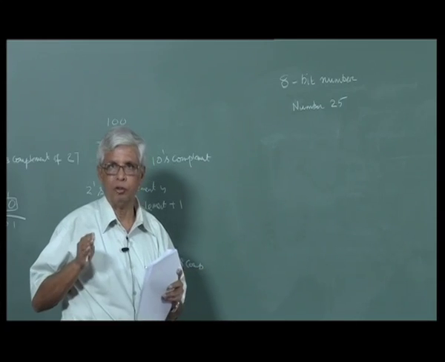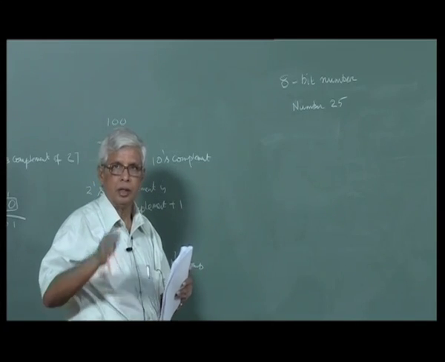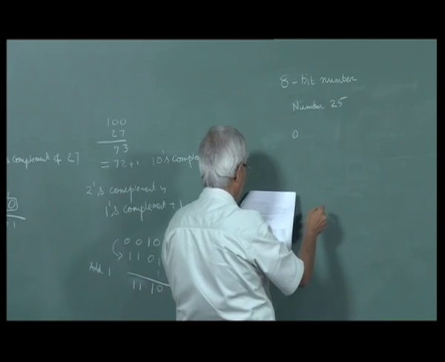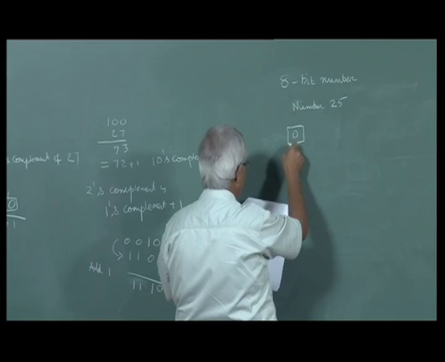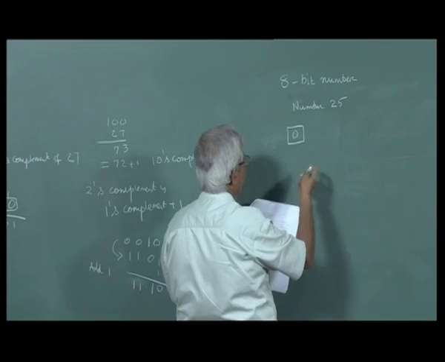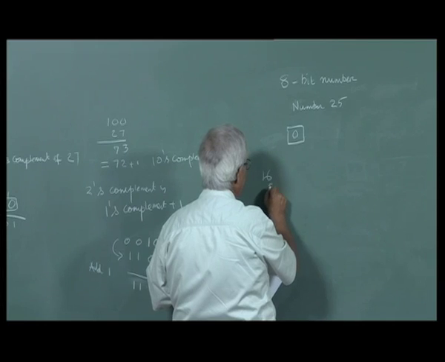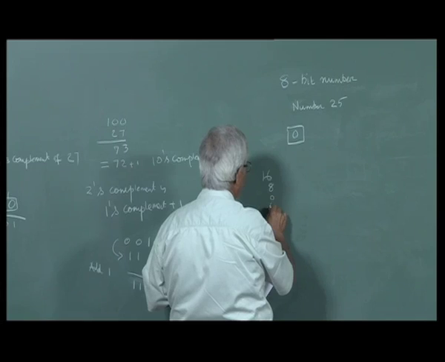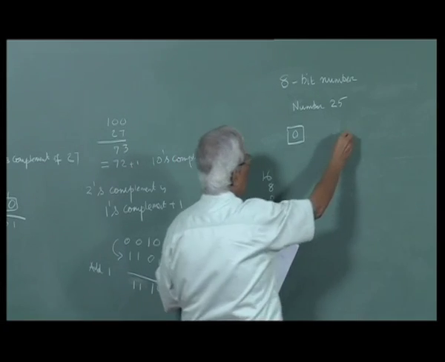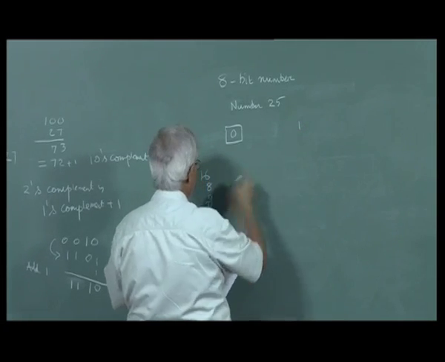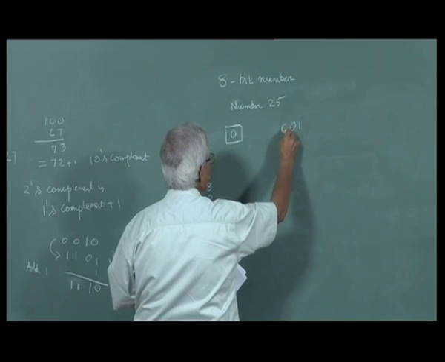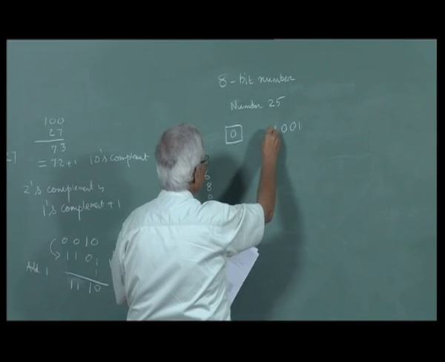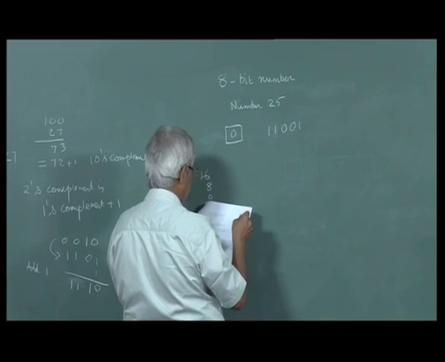In sign magnitude form, it is 0, the sign is positive. Then 25 is how much? 16 plus 8 plus 1. So this is 1, followed by 0, 0, followed by 1, 1, and followed by 0, 0.